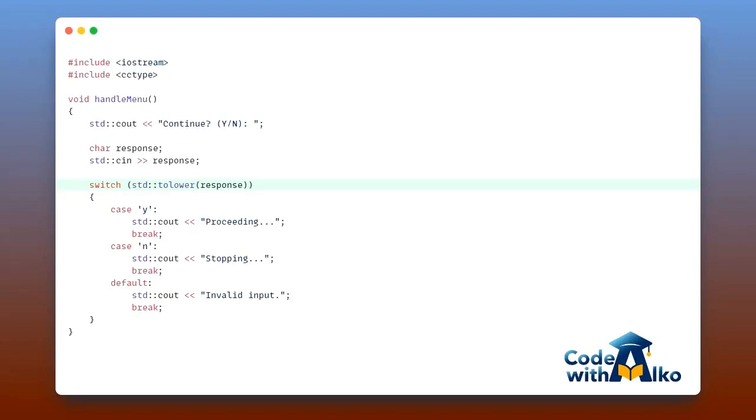Because we're normalizing the input before the switch, our cases become incredibly simple. We only need to check for lowercase y and lowercase n. We don't have to worry about the uppercase versions at all. This makes the code shorter, easier to read, and much less prone to error. If we add new menu options, we only have to add a single case for each, which significantly simplifies maintenance. This is a much more robust and professional way to handle character-based inputs.